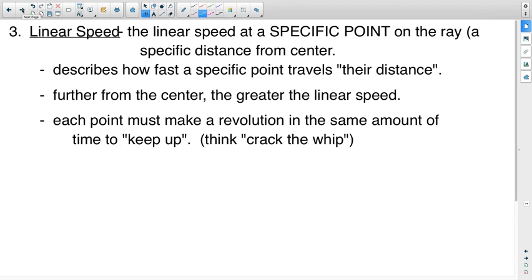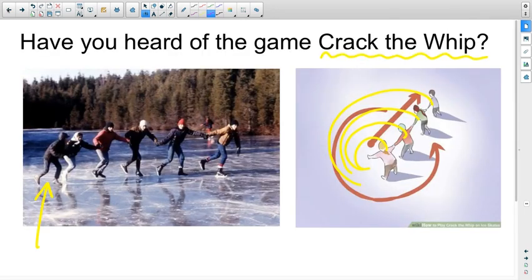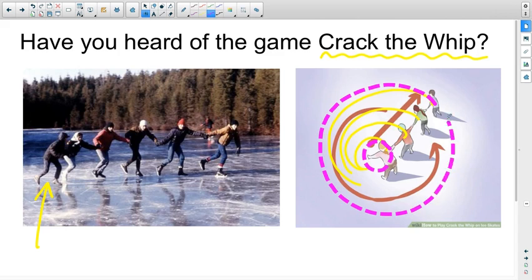For linear speed, the point that I want you to make particular note of right now is that the linear speed is for a specific point on the ray. In other words, if we go back to this Crack the Whip idea, this person on the inside has a lot shorter distance to cover. The person on the outside has a lot further distance to cover. And remember, they're going around at the same rotational speed. They're all going, say, for example, 10 revolutions per minute. So I have to cover a lot less ground in the middle so I can go slower. On the outside, I have to cover a lot more ground in the same amount of time, so I have to go faster.